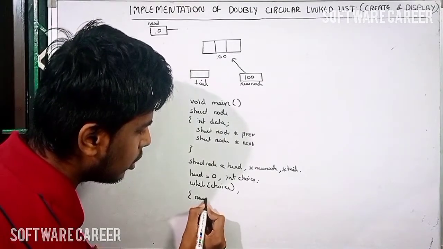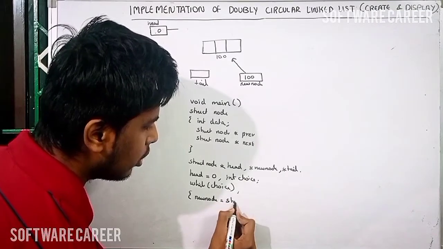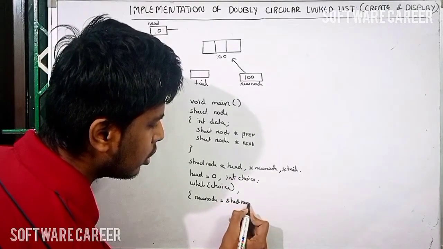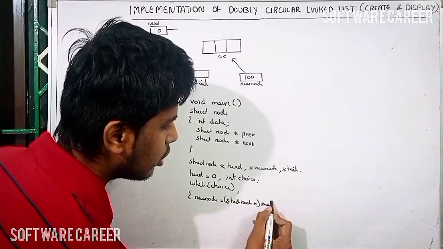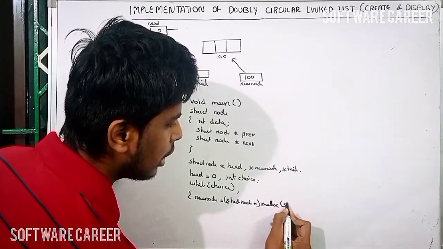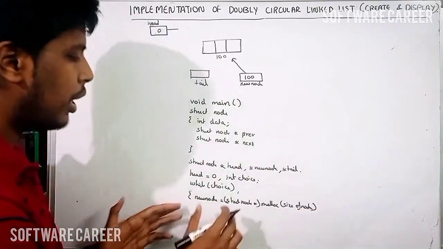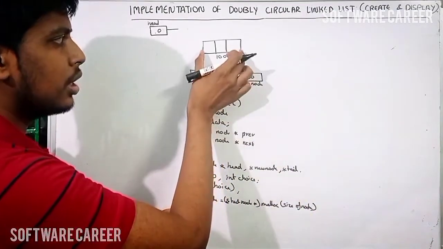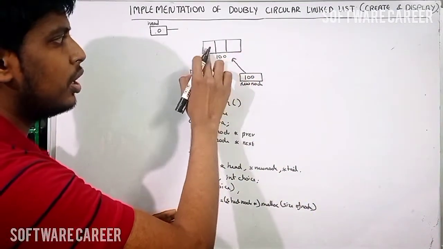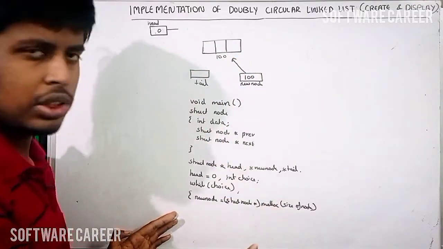New node equals to struct node star malloc size of node. Now I have created this new node by the malloc function, and the size of node is the size of this structure. Three parts are there: 4 byte, 4 byte, 4 byte. So that will be the size of node.